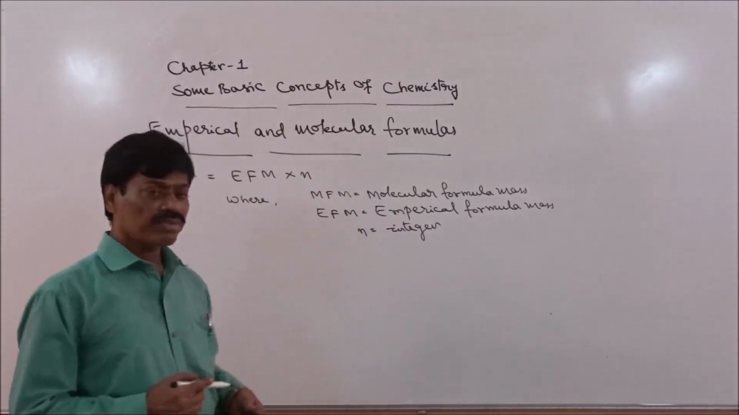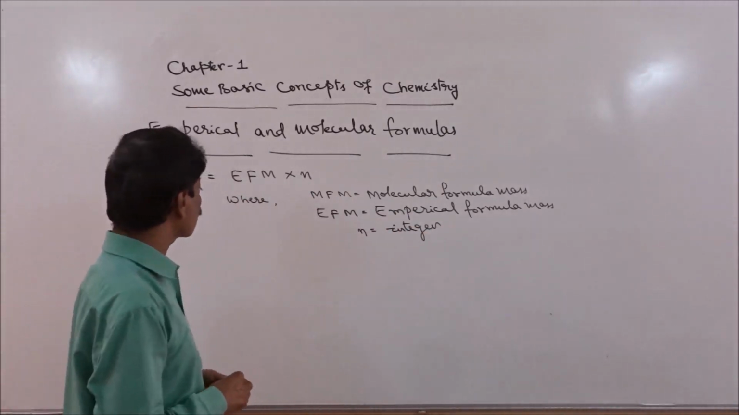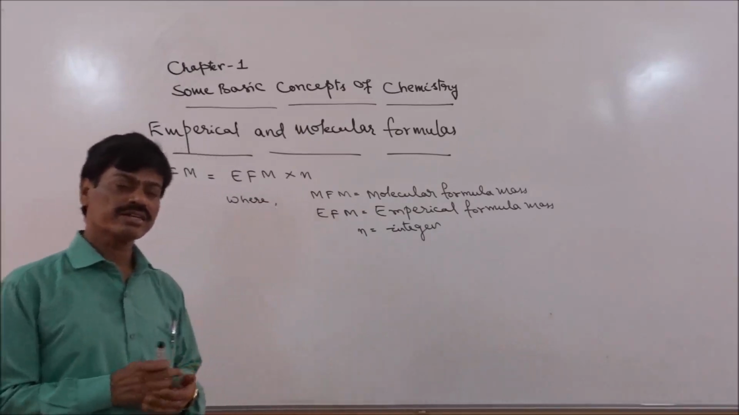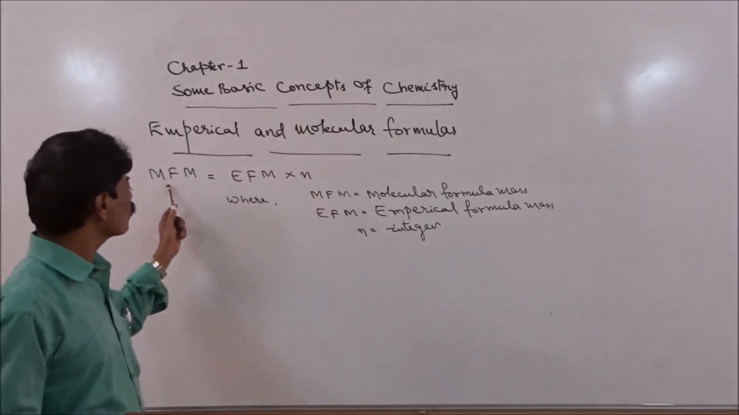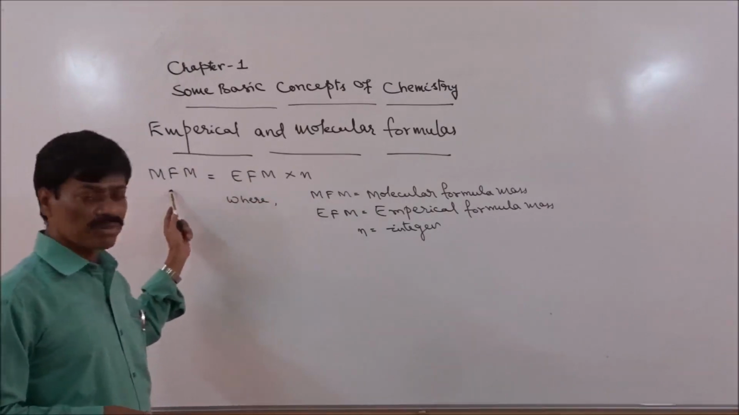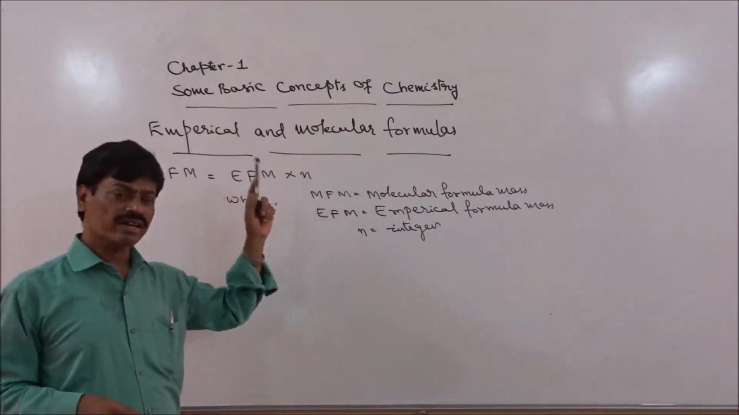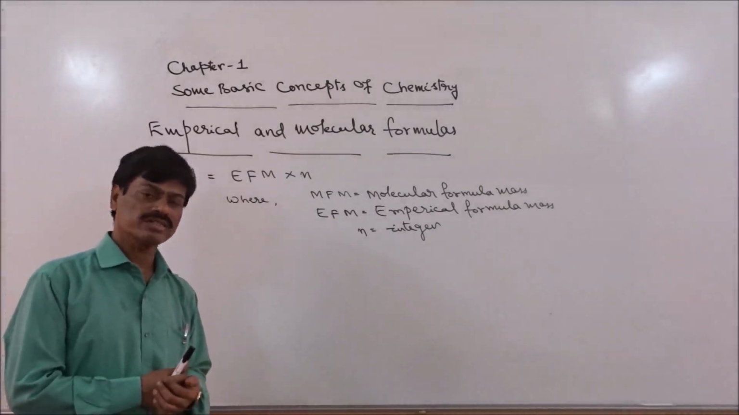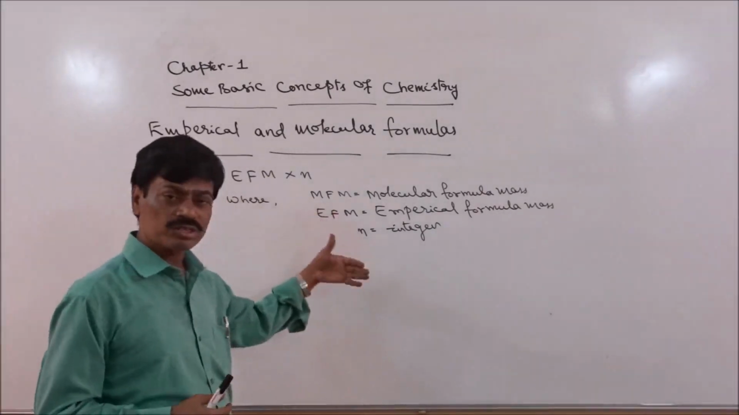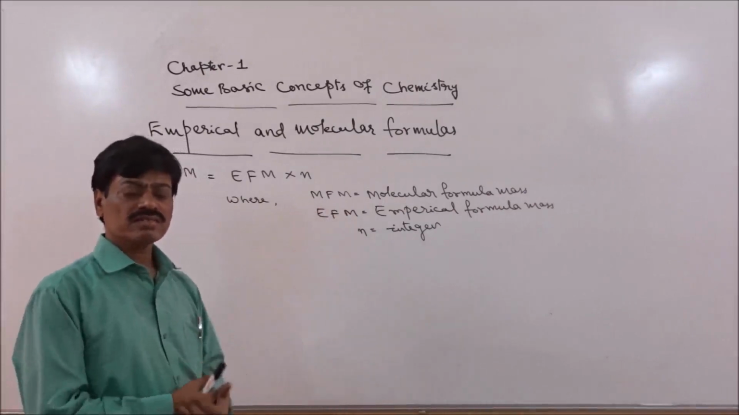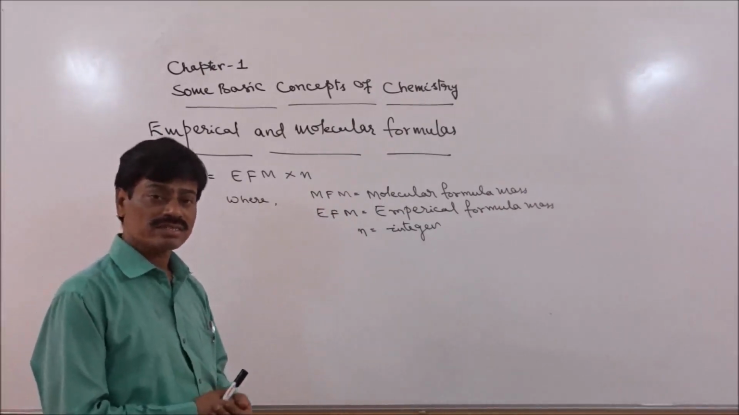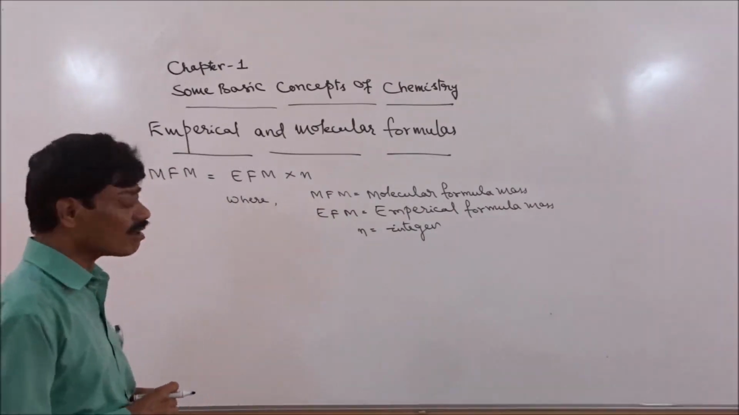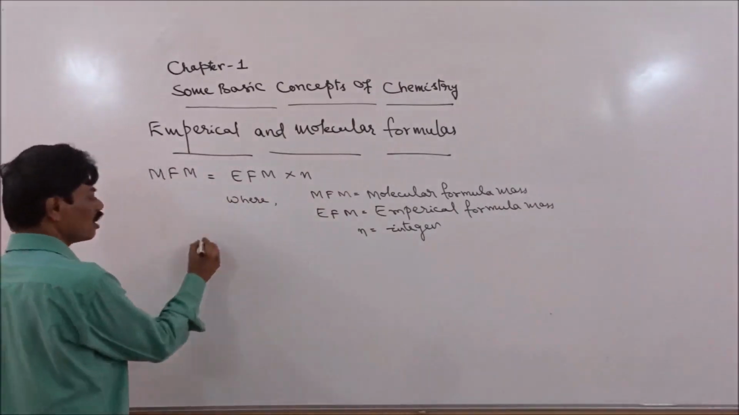So in that way, empirical formula mass and molecular formula mass are correlated to each other. Same way here, out of these three, MFM, EFM and small n, if we know any two, the third unknown one can be calculated. This we are going to discuss as and when the numerical is taken. Now let us see a simple example for empirical formula and molecular formula.